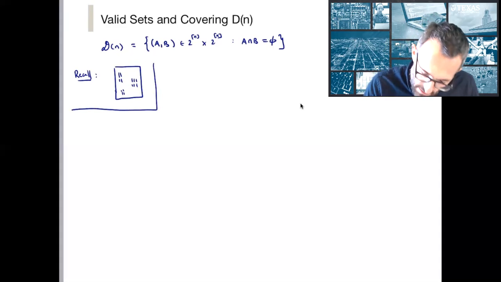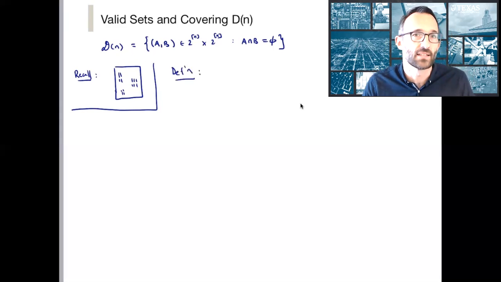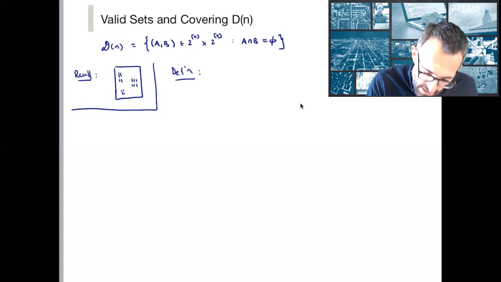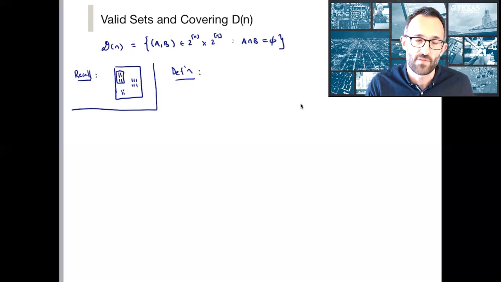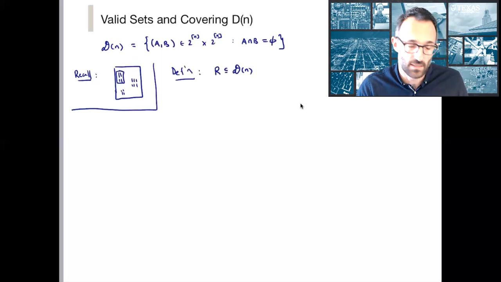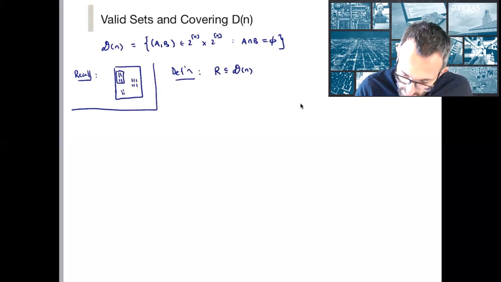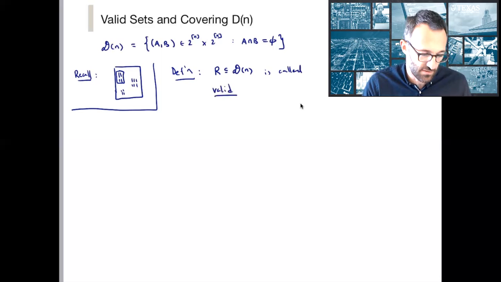So let's start with this important definition of a valid set. And in this example, a set would be valid if it were a rectangle, but we're not quite going to have that. But it will be, as you'll see, very related. So a subset of these critical ones that we need to determine is called valid if it has this following property.